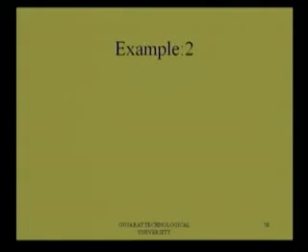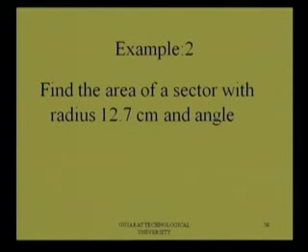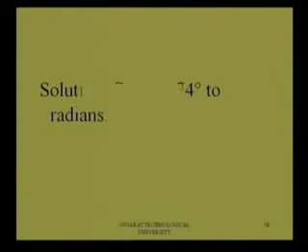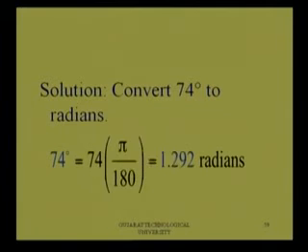Second example: find the area of a sector with radius 12.7 centimeter and angle theta of 74 degree. First, our job is to convert the given angle to radian. For that, multiply by pi by 180. So the angle in radian is 1.292 radians.